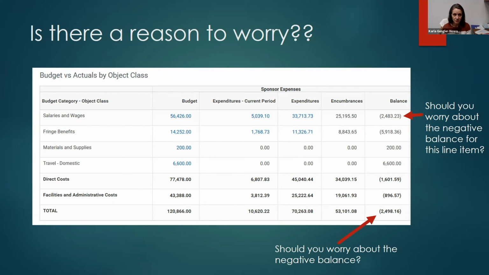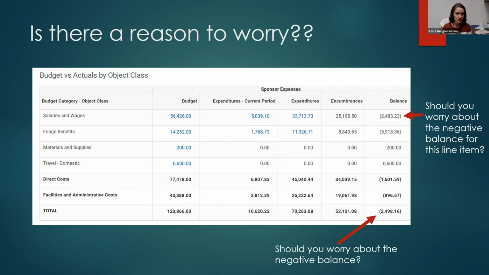We have a total budget of $120,866, and the balance is a negative $24,981.6. Does this mean that you should be worried about this? The answer in Grantsland is almost always "it depends," unfortunately. Remember when we talked about terms and conditions, that's where it matters when you're starting to make this kind of analysis.